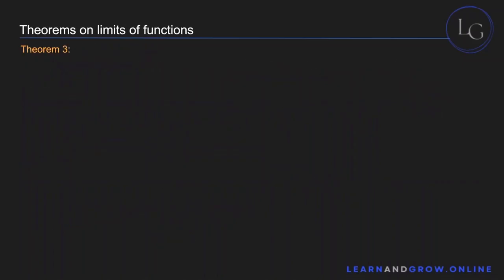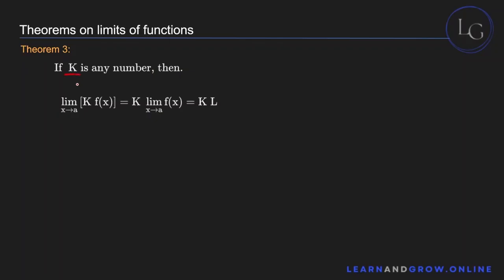Okay. The third theorem states that if k is any constant, then if we have the limit of k of f of x as x approaches a, it is basically equivalent to taking the k outside and multiplying k with the limit of f of x as x approaches a, which is equal to L. So that becomes KL, right?